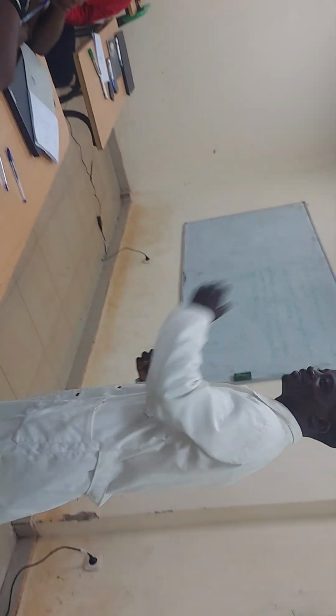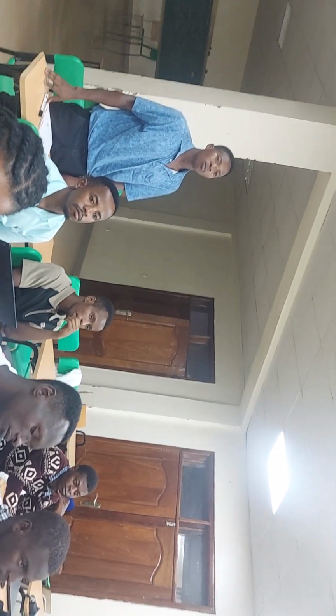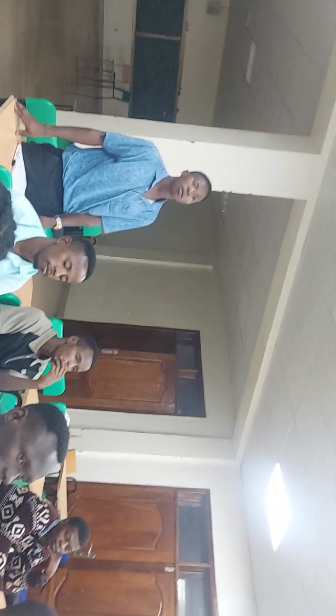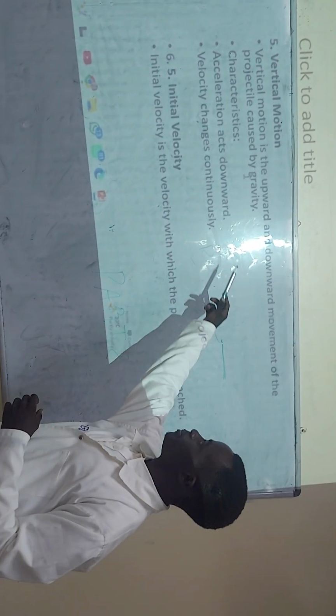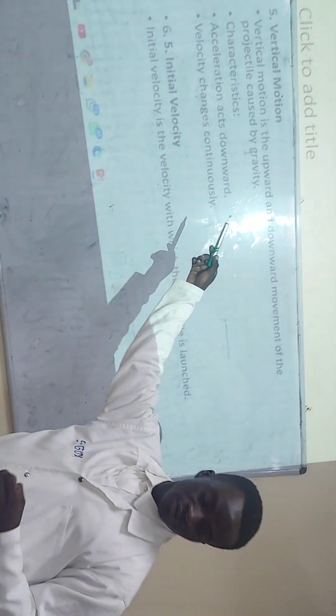Stand up and read it first. So, vertical motion is the upward and downward movement of the projectile caused by gravity. That means the vertical motion is influenced by gravity.